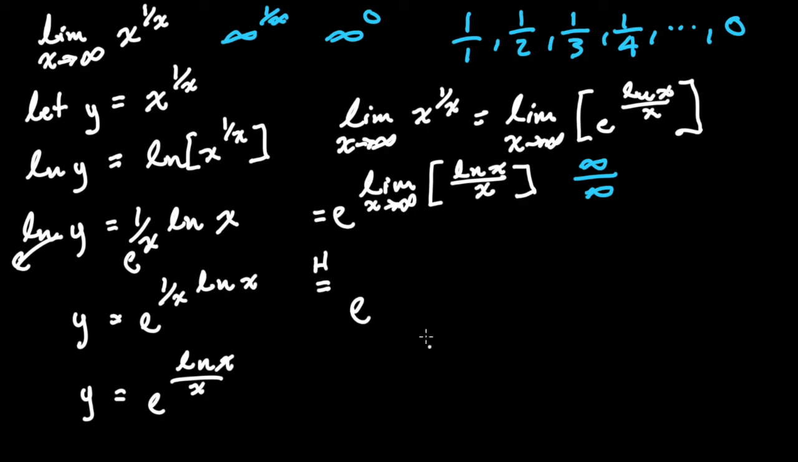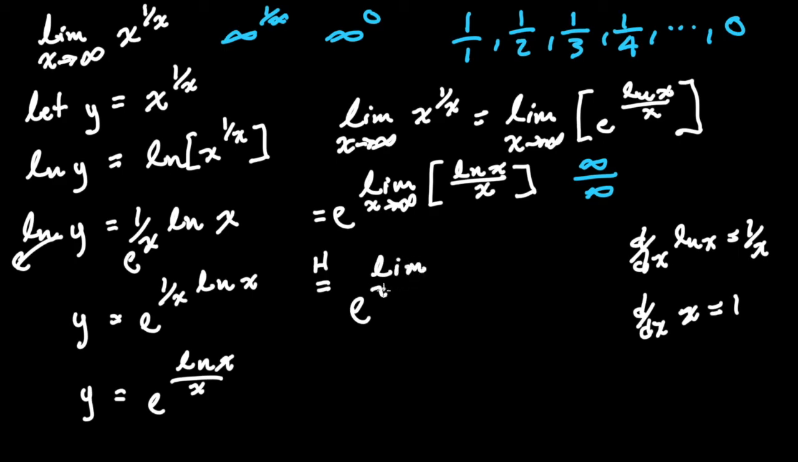And so the derivative of ln x is 1 over x, and the derivative of x is equal to 1. So we can then write the limit as x approaches infinity is then 1 over x over 1, right? Because we took the derivative of this top function and the derivative of this bottom function. And so that is simply 1 over x over 1, or just 1 over x.